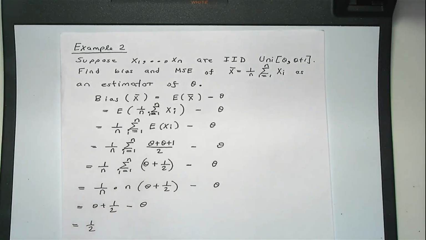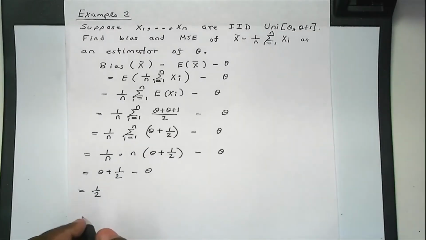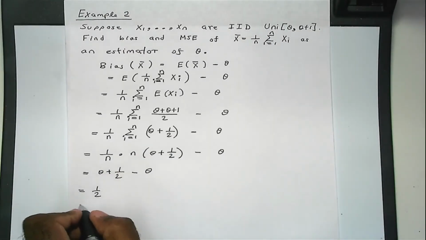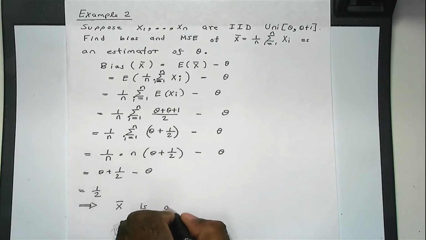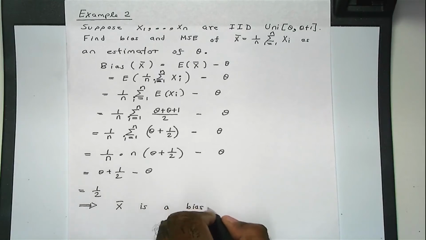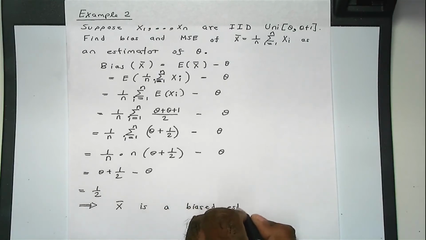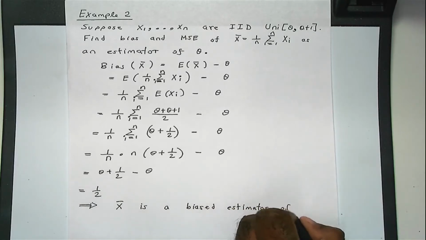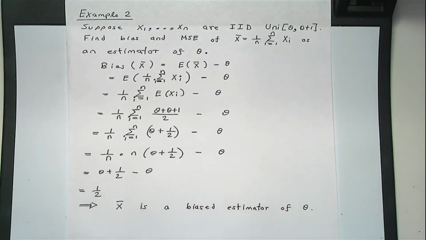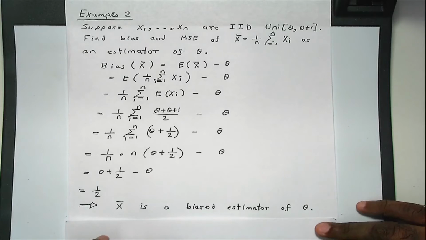Right? So the conclusion based on bias is that x bar is a biased estimator of theta, right? In other words, it is not an unbiased estimator of theta, right? The next thing I'm going to do is I'm going to find the MSE of x bar, right?